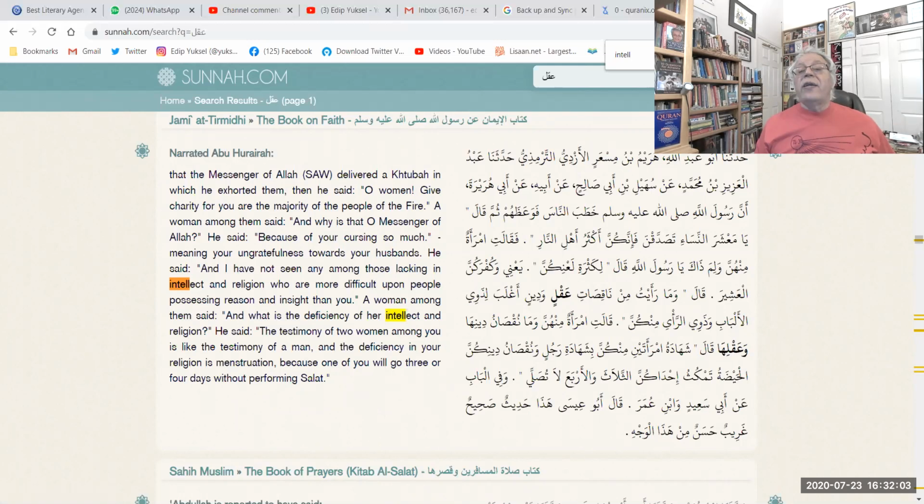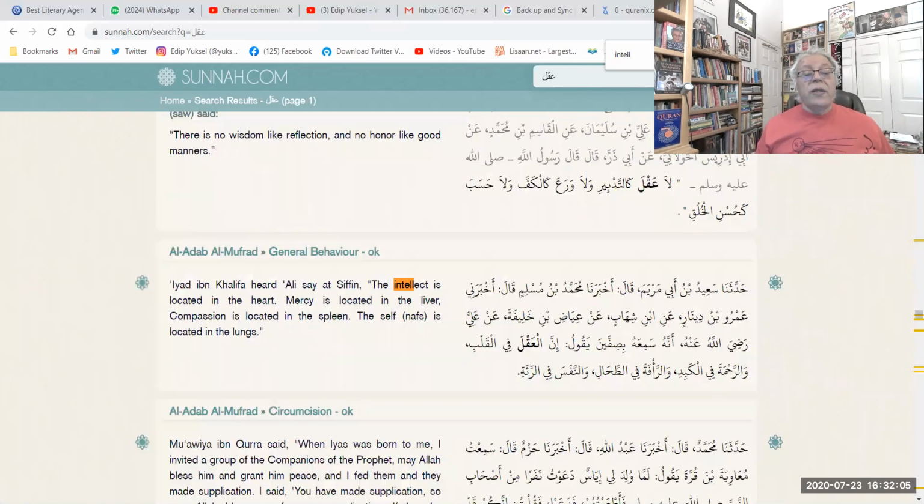Okay, again, bashing women. The intellect is located in the heart. Oh, mercy is located in the liver. Look at this, how scientific. Mercy is located in the liver. Compassion is located in the spleen. The self is located in the lungs.